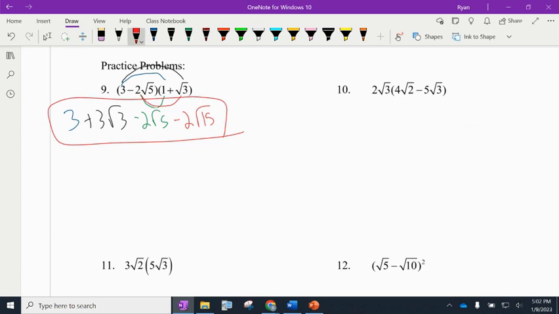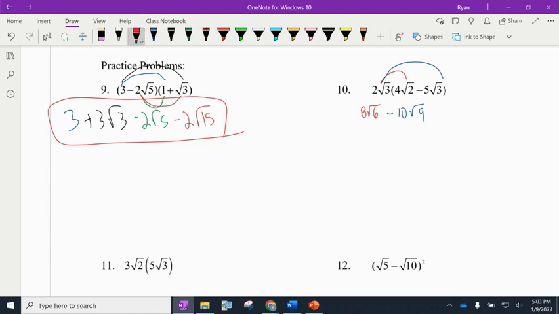Number 10. Now we're just distributing one term. The 2 root 3 has to multiply to this. Multiply your outside numbers, multiply your inside numbers. Then multiply to this. Multiply your outside numbers, multiply your inside numbers.